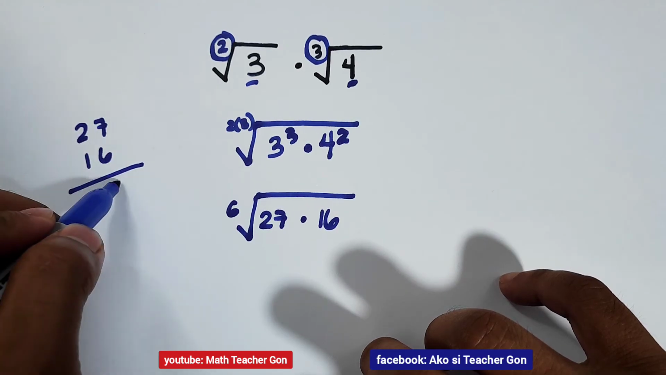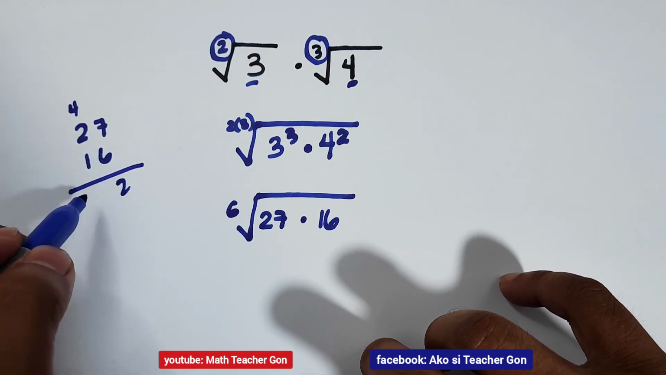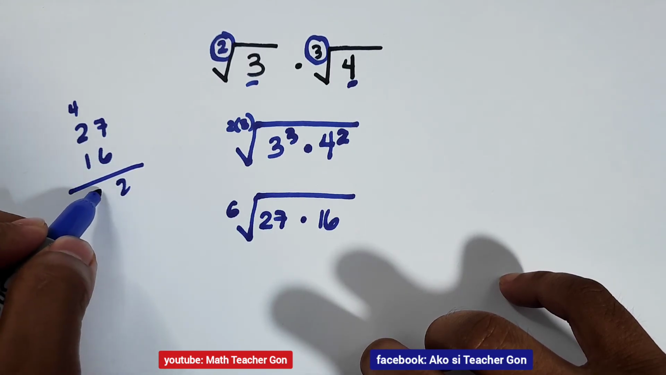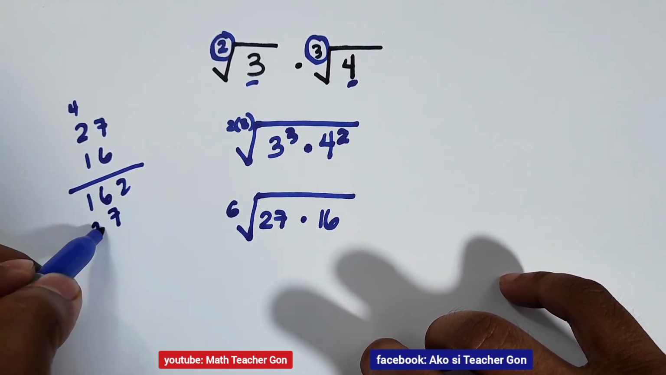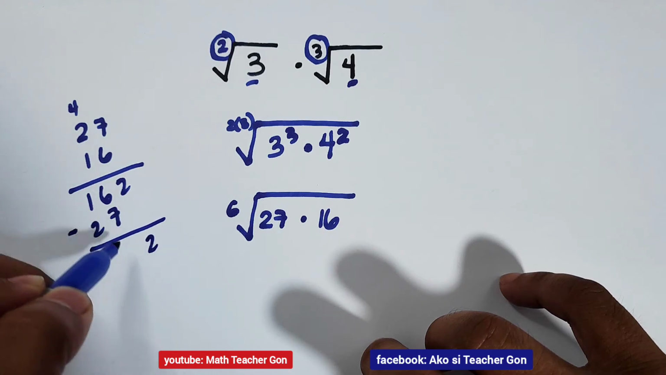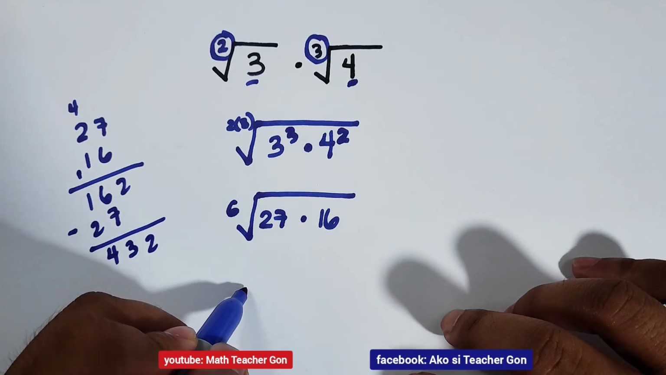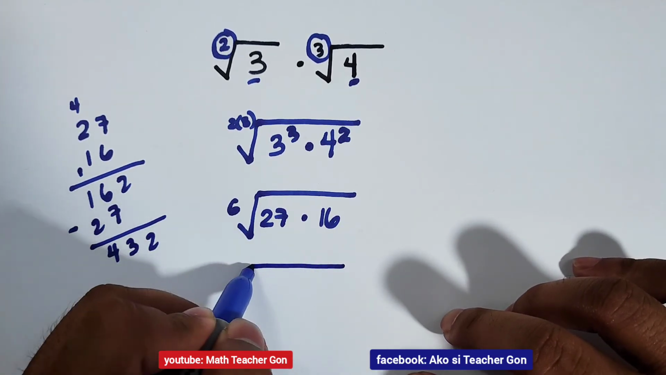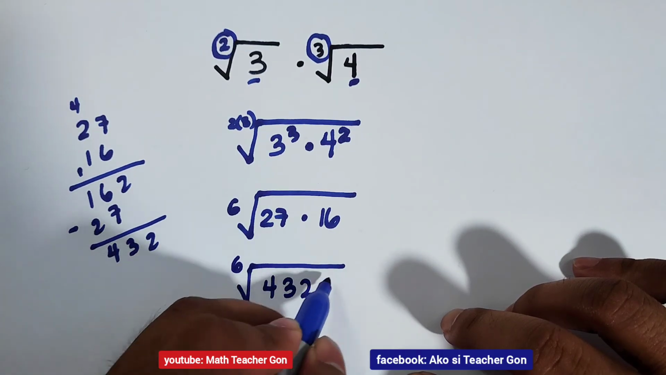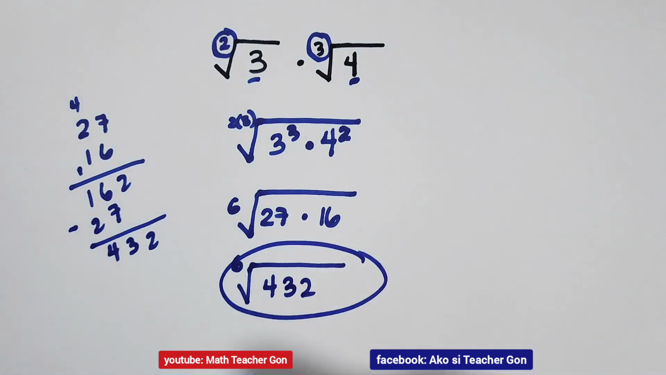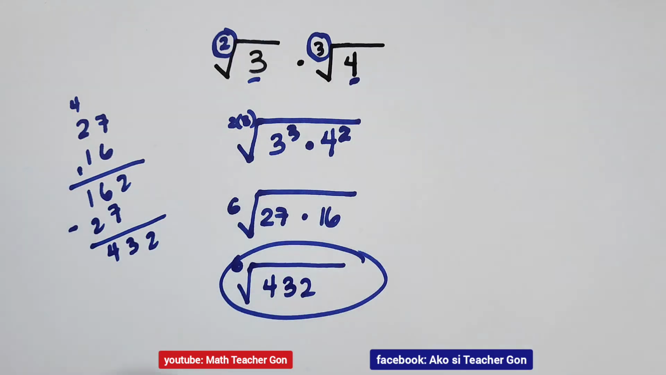6 times 7 is 42. So this is 2, carry 4. 6 times 2 is 12 plus 4, that is 16. 1 times 7 is 7. 1 times 2 is 2. And add these numbers. We have 432. Meaning, the answer here is simply the sixth root of 432. And that's it. That is the shortcut method in multiplying two radicals with different radicands and different indices.